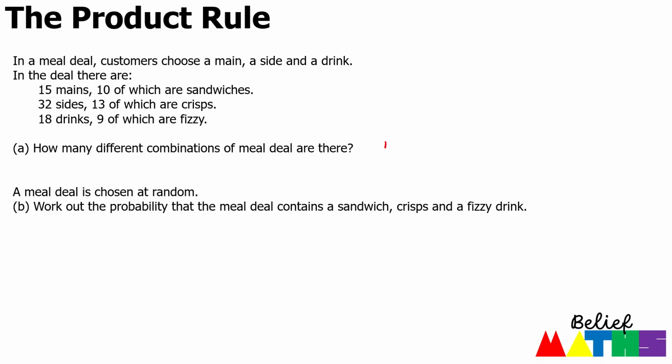Well, all we do in this case, we do 15 mains times 32 sides times 18 drinks. So 15 times 32 times 18. That gives us 8,640 different combinations.